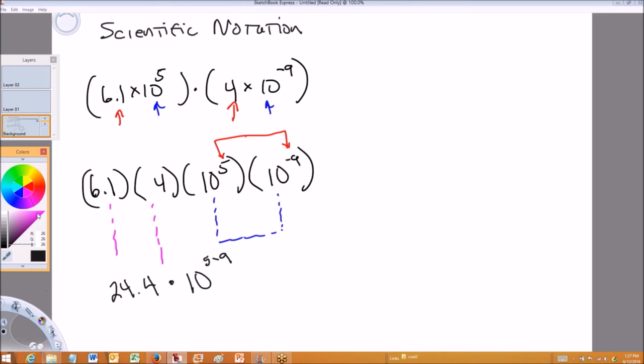And again, we got that from here. To the negative 4th power.